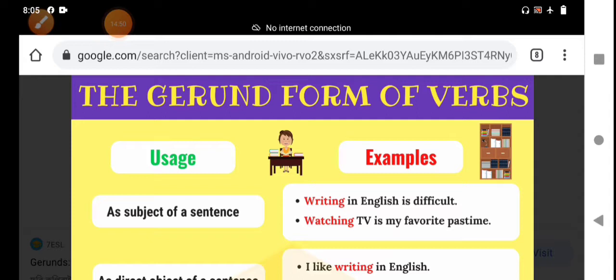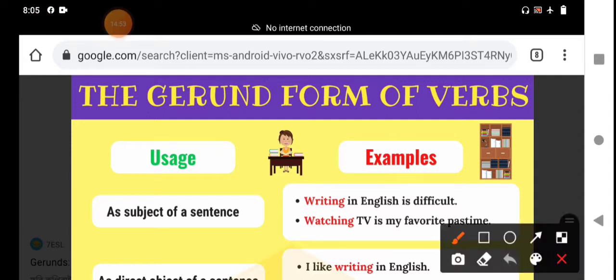Understand the first one. Here, the first one is as a subject of a sentence. Gerund, or verbal noun, functions as a subject of the verb. For example, writing in English is difficult. It is a gerund phrase. The entire phrase is called a gerund phrase. I will give you one example.